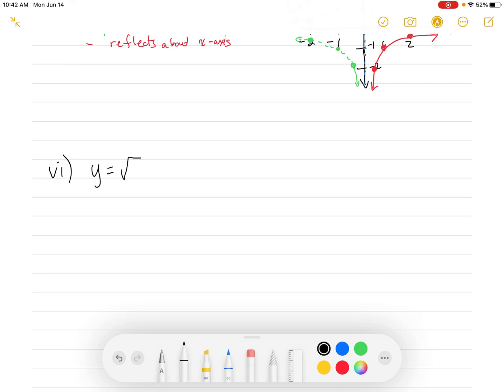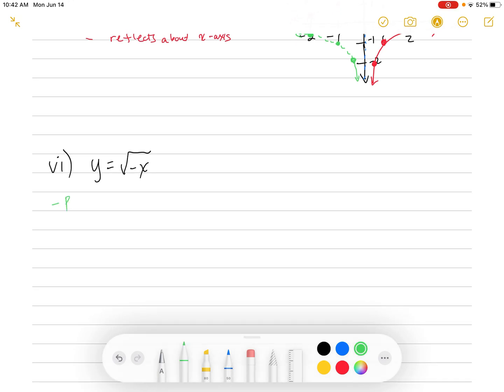All right, number 6. How about y equals the square root of -x? So here the parent is y equals the square root of x. Right? Y equals the square root of x. That's a square root function. Let's graph the square root function.